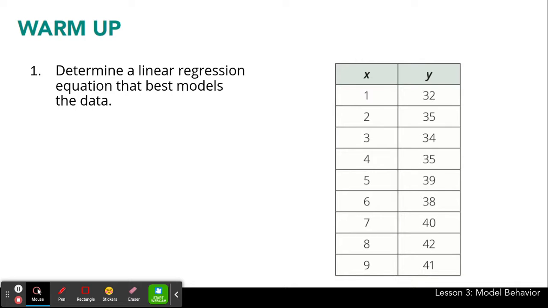This is something that you guys learned when you were in Math 1 last year. This table shows a bunch of points, and if you were to plot them, it's going to make a scatter plot. We learned last year how to find a line of best fit. Sometimes we had to draw it in ourselves and find the equation, but we also learned how to do it in Desmos.